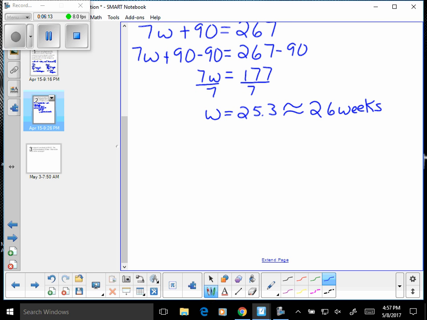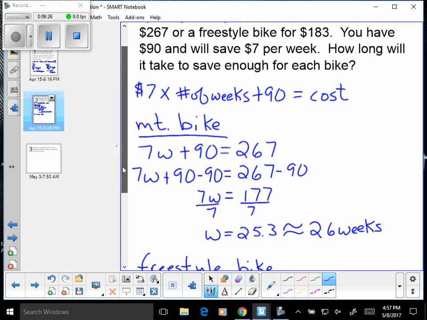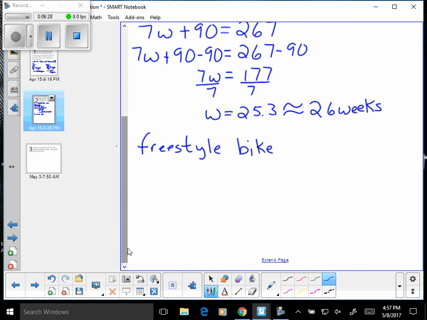This time, you hit pause and you work out how many weeks it will take to buy the freestyle bike. Now note that that's $183. So you hit pause and work it through.